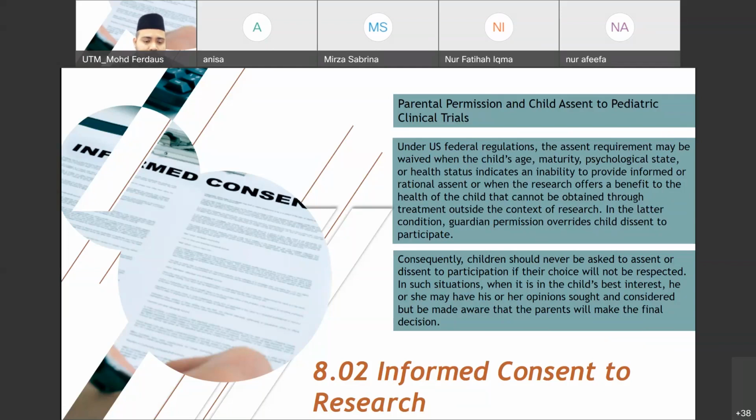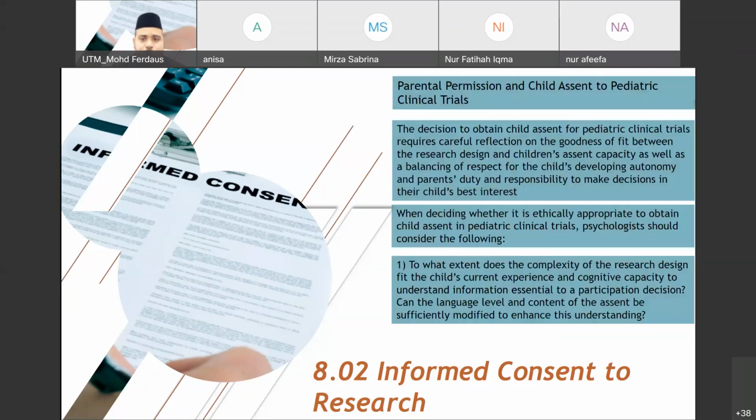If you still want to ask for informed consent from the children, you need to inform them that whether they agree or disagree is on the condition, dengan syarat, that their parents agree. If they disagree and their parents agree, we are still going to follow the parents' decision instead of the children's or the participants' decision.